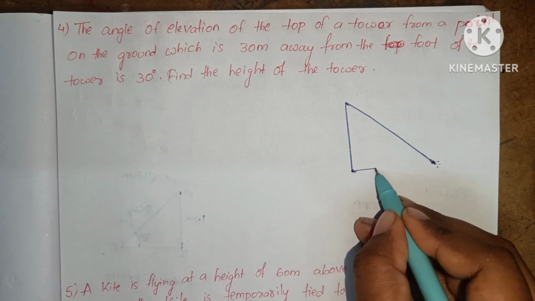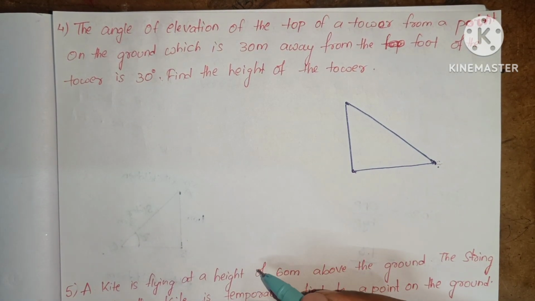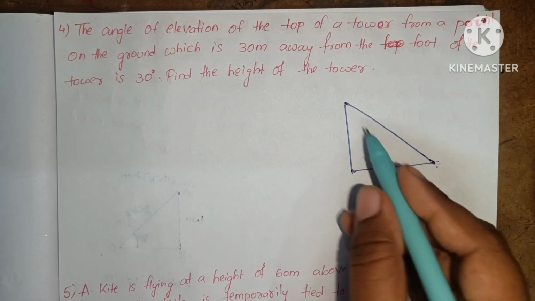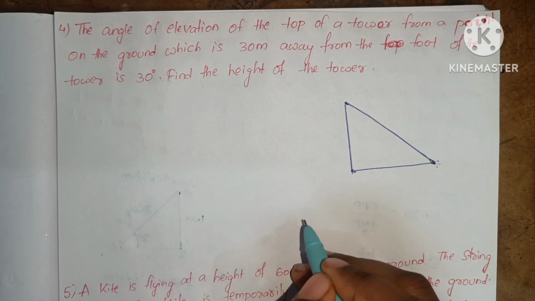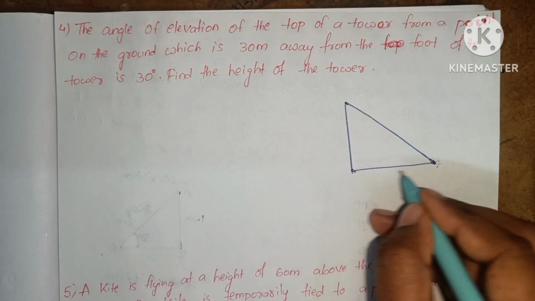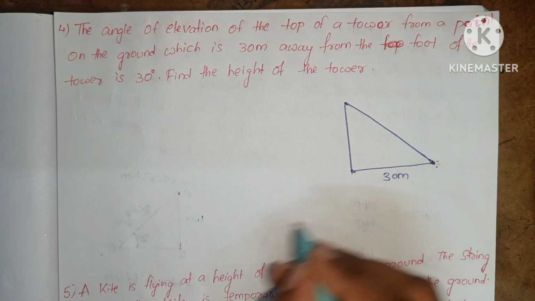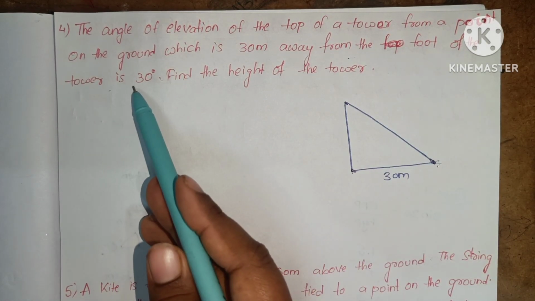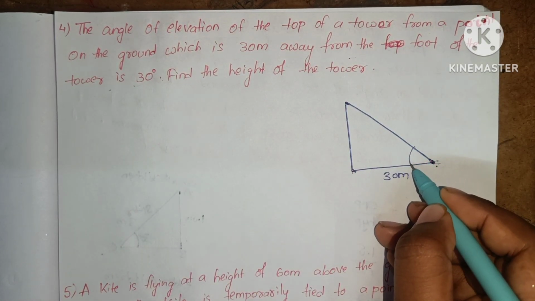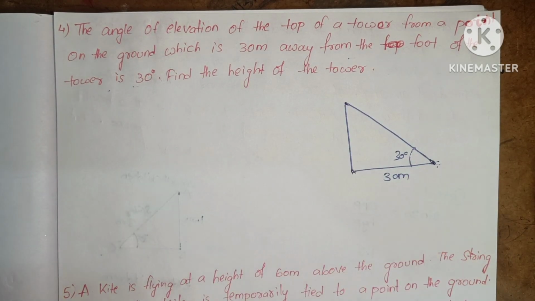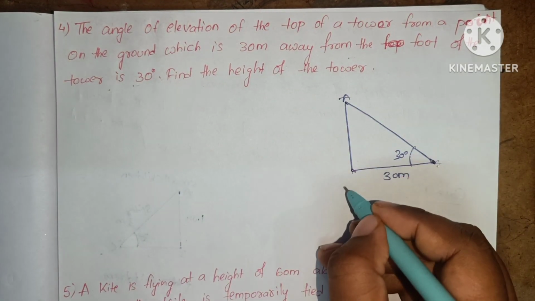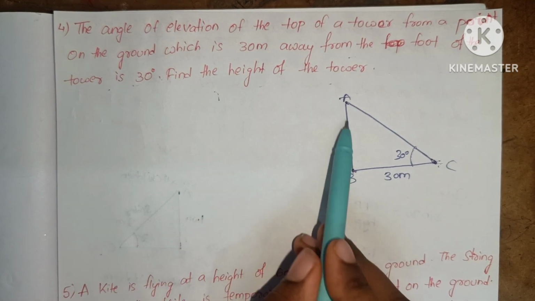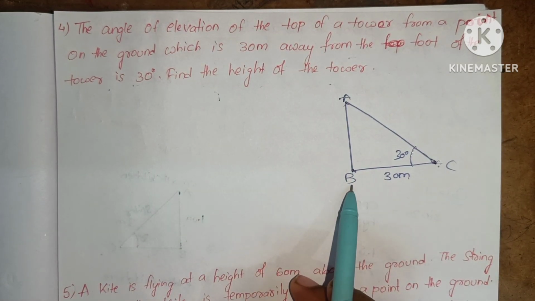That means here I am drawing this line, from the foot of the tower to the top of the tower, the angle of elevation, where the shadow was falling. So what is the length of this? 30 meters. From the foot of the tower, the angle of elevation is how much here? 30 degrees. I named it as ABC. Then what did he say to find? Find the height of the tower. That means he said to find AB.